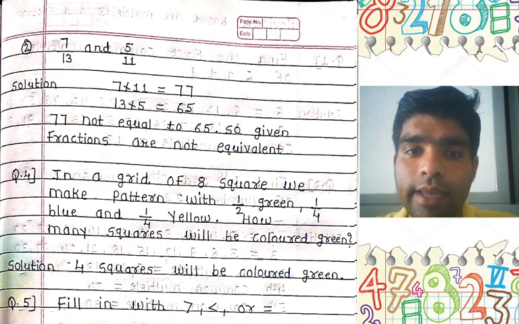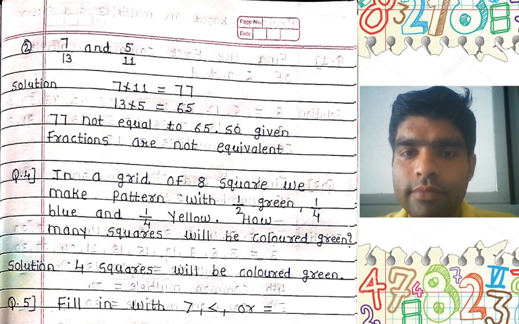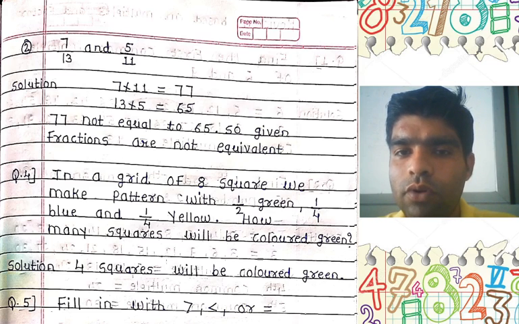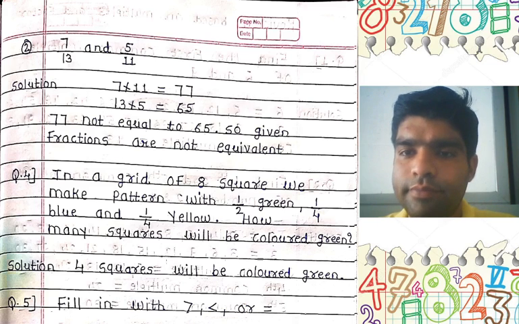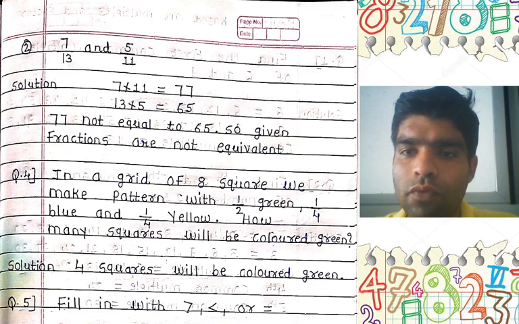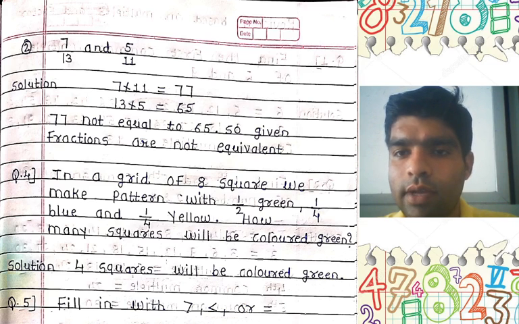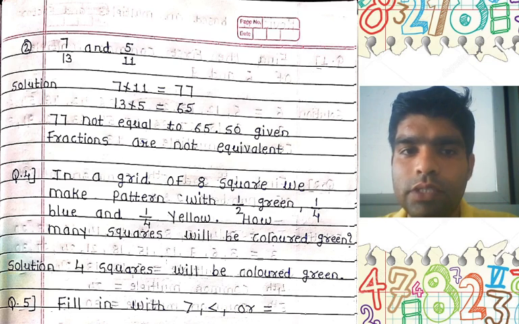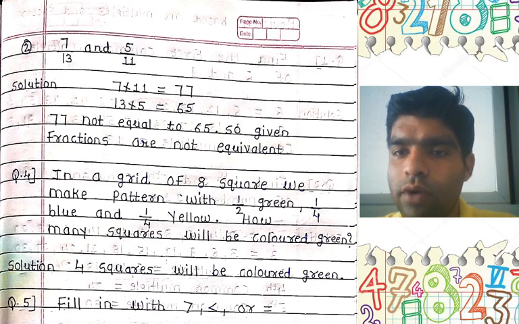In a grid of 8 squares, we make the pattern with 1 upon 2 of green. It means exactly half is green. 1 upon 4 of blue means that out of the 8 grids, 2 grids are blue. Next is 1 upon 4 of yellow, it means that out of the 8 grids, 2 are yellow. Here 4 plus 2 plus 2, your answer is 8.